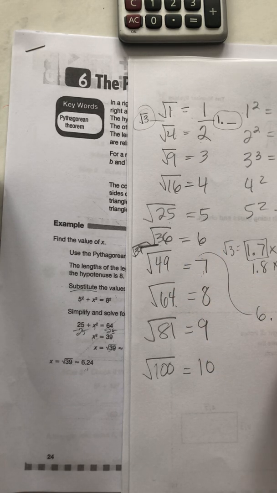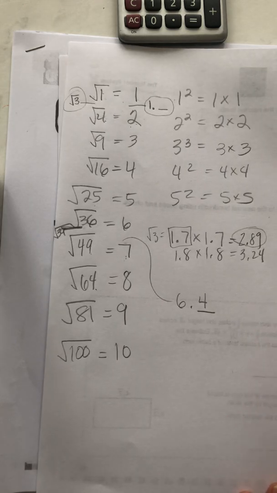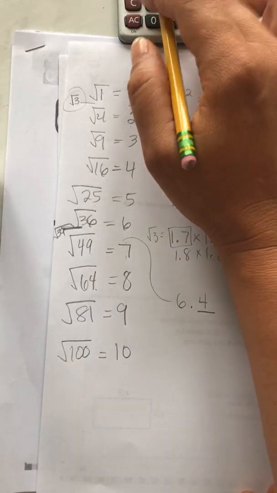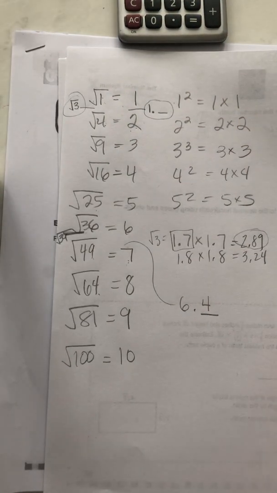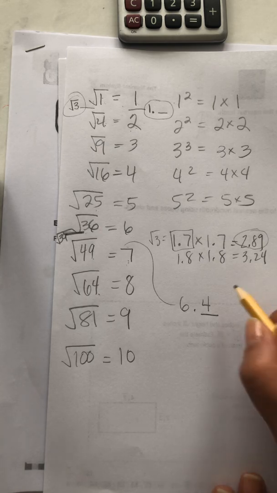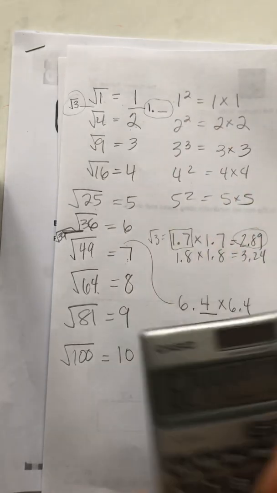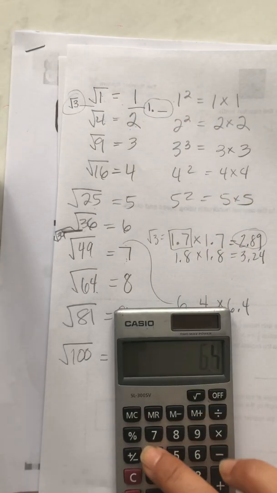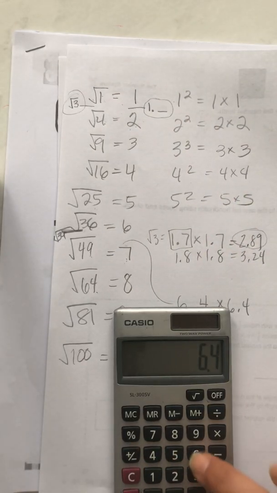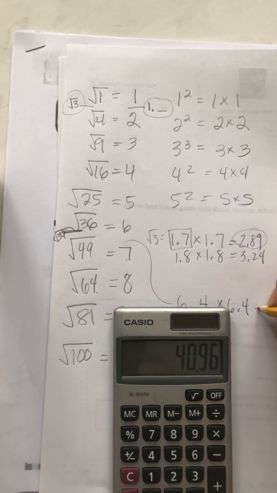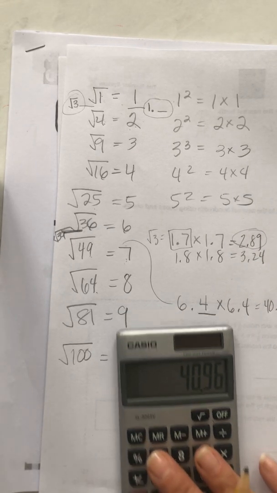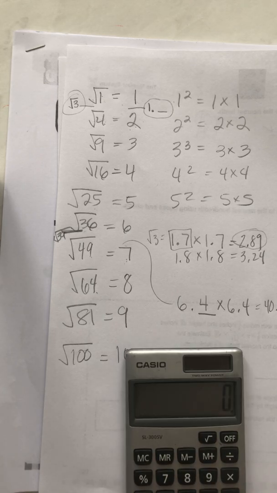So I would try 6.4 squared. Now we already know it's 6.2 according to our calculator, but I just want to show you how you would guess and check this. So 6.4 squared, and you can use a calculator for this work, equals 40.96. Now our target number is 39, so I think we can get a little bit closer.